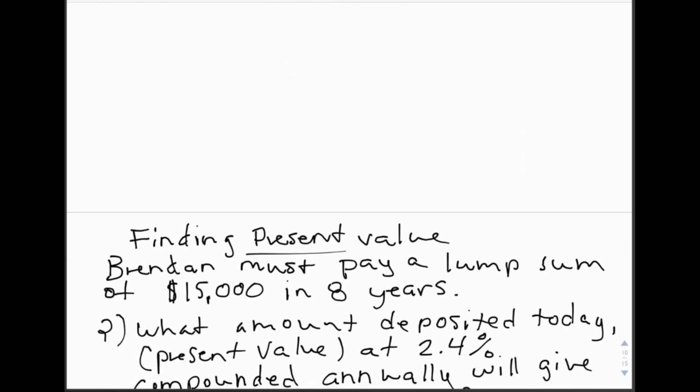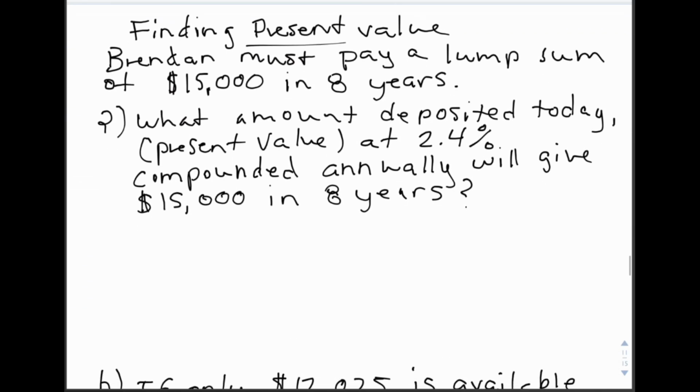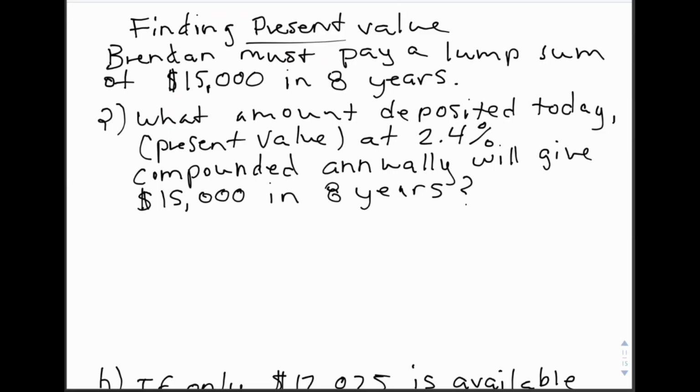So what do we have next? Well, we have finding our present value. So we have Brendan, and he must pay a lump sum of $15,000 in 8 years. What we want to find out is what amount deposited today, or present value, at 2.4% compounded annually will give us $15,000 in 8 years. So let's go ahead and figure out what we need to do here.